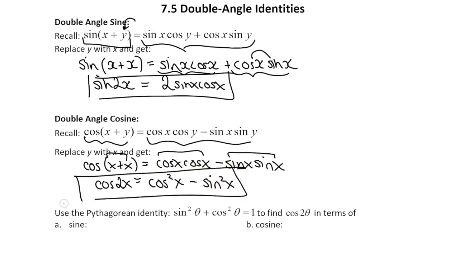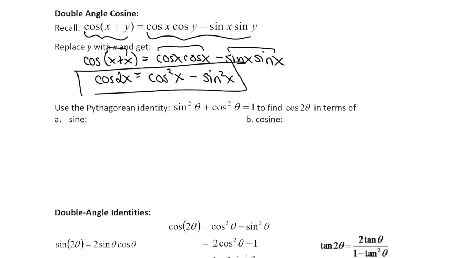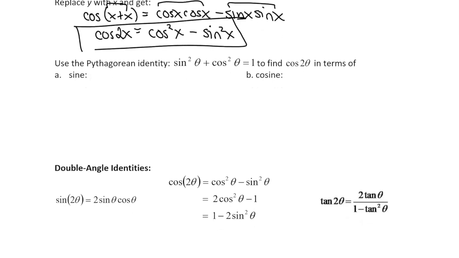Now take a look at your identity sheet, and you would say, well, when I look at my cosine 2x identity or my cosine 2 theta identity, there's 3 different options of what that could potentially become. So we've covered one option right here by saying we have cos squared x minus sine squared x. But let's create a couple more identities right now. So let me just take a look at what we have right here.